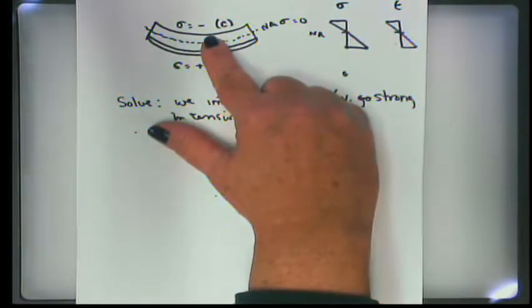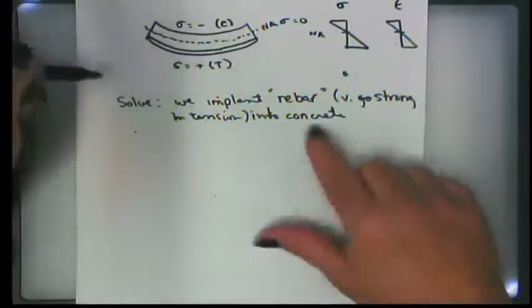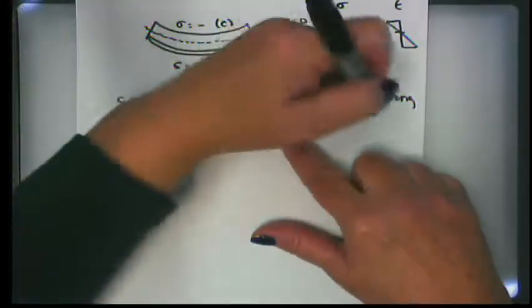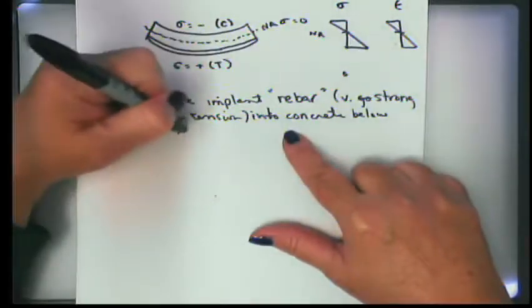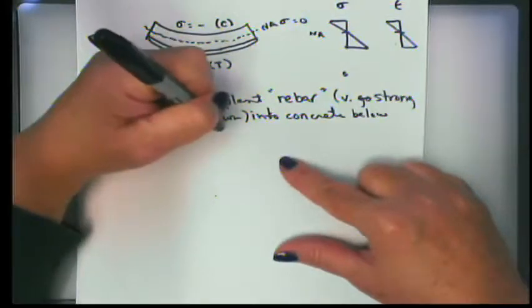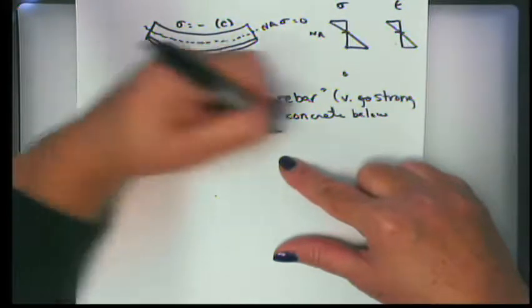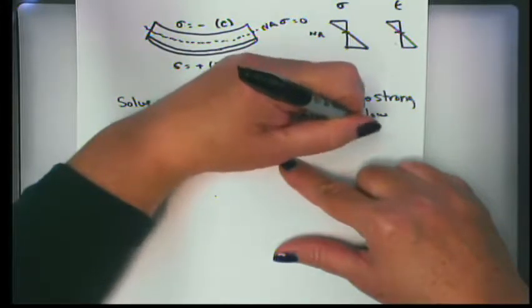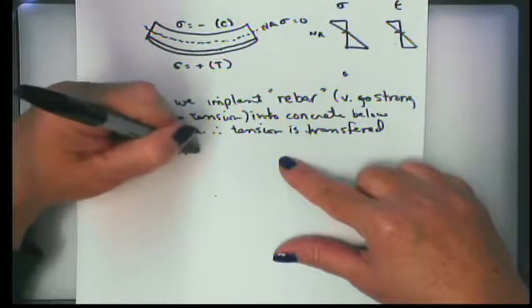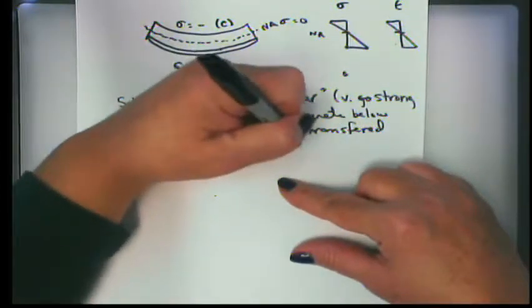Above the neutral axis, the concrete is behaving beautifully. We're all happy, everything's in compression. Oh, I need to show another example of that. But we implant rebar into the concrete below the neutral axis, and therefore the tension is transferred from the concrete to the rebar.